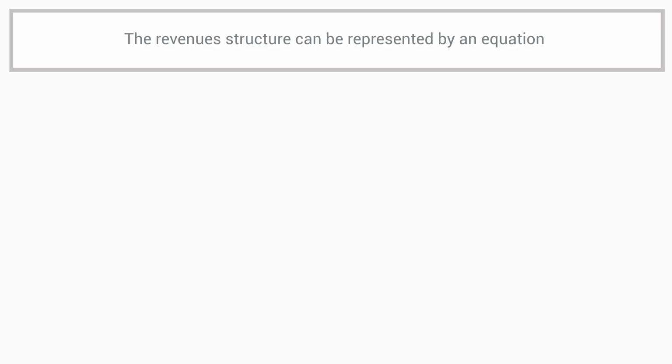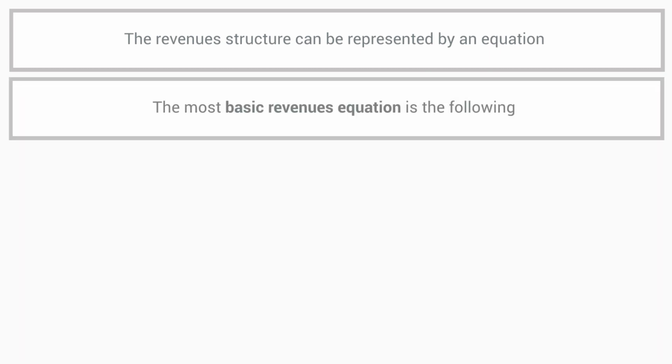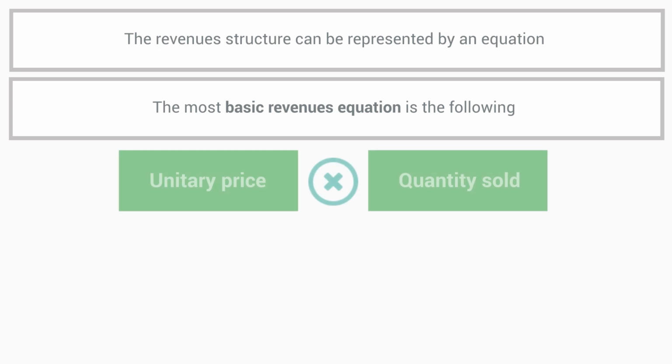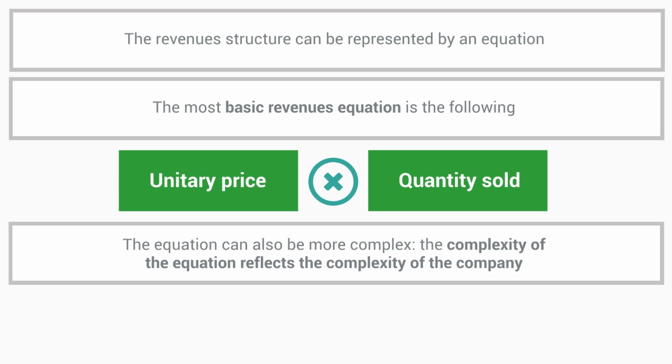Each revenue structure can always be represented by an equation. The most basic revenue equation is simply the unit price multiplied by the quantity sold. Whilst this equation would refer to a company which sold only one product at a fixed price, equations can also be more complex. The complexity of the equation reflects the complexity of the company's revenue model, but it always boils down to a price times unit function.